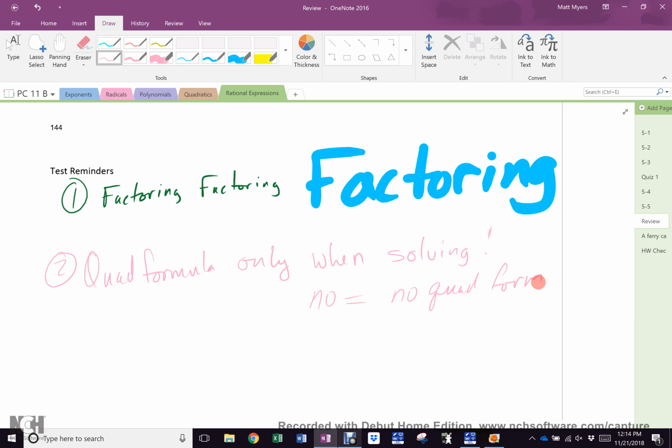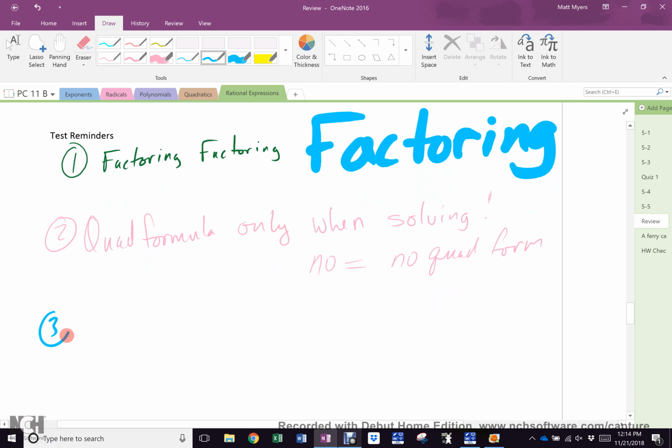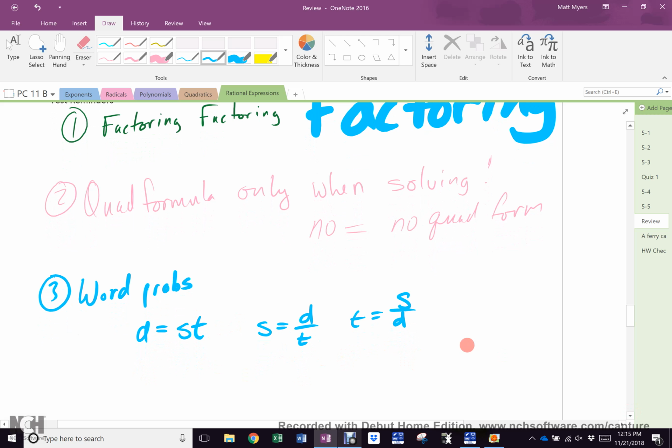Common denominator. Multiply by the reciprocal. Cancel stuff on the top and bottom. Right? Yeah? Nothing new. But in word problems, there was something new. Word problems: watch for DST. Distance equals speed times time. Speed equals distance divided by time. Time equals distance divided by speed. In distance, speed, time problems, that's kind of new.